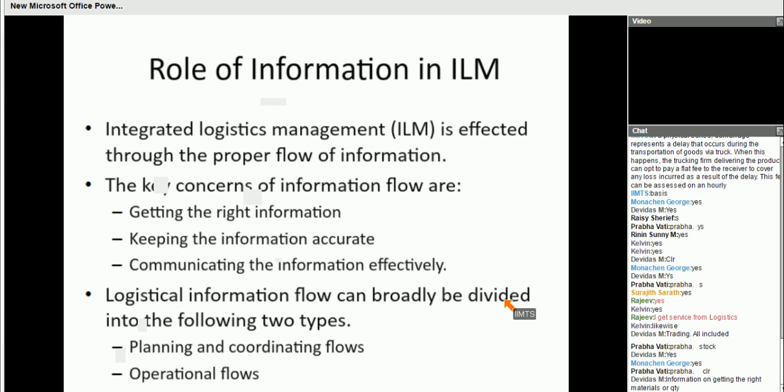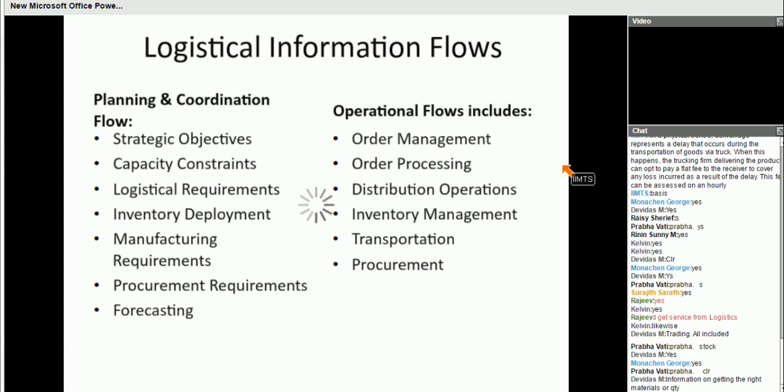Logistical information flow can be broadly divided into two types. Now, with reference to this logistics field, information is divided into two types. One is planning and coordinating flows. Other one is the operational flows. Now let's see what all things are covered under what. So first we go through the planning and coordination flow.